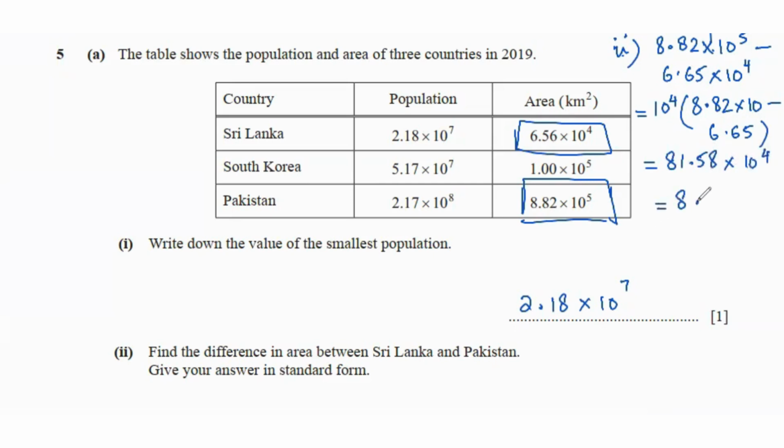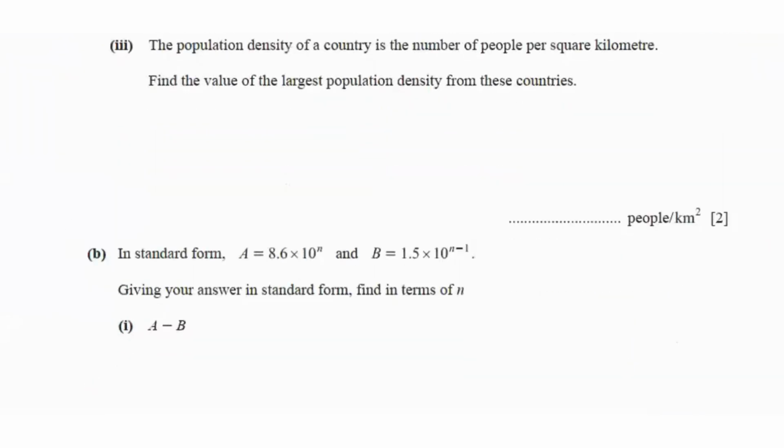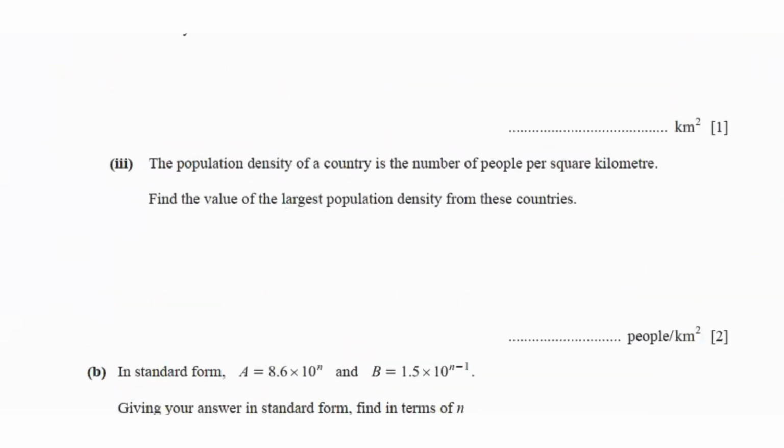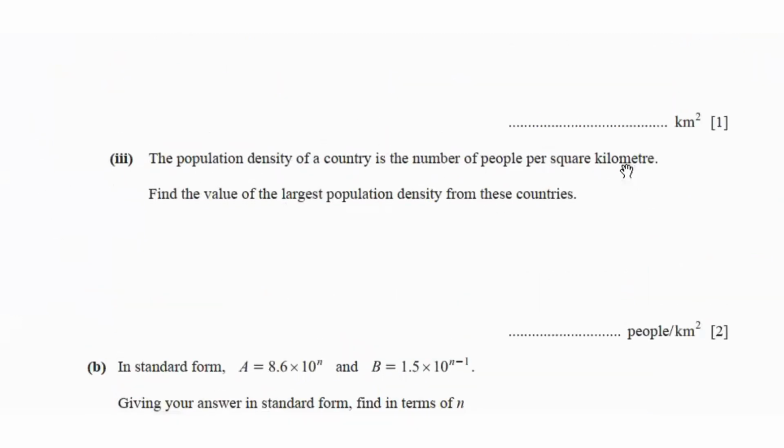Rewrite this as 8.15 times 10 to the power of 5. This can be further rounded to 8.16 times 10 to the power of 5. So that's your final answer. Then it says, the population density of a country is the number of people per square kilometers. Find the value of the largest population density from these countries.